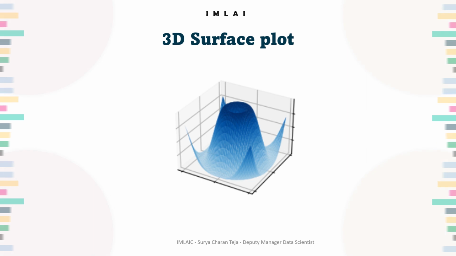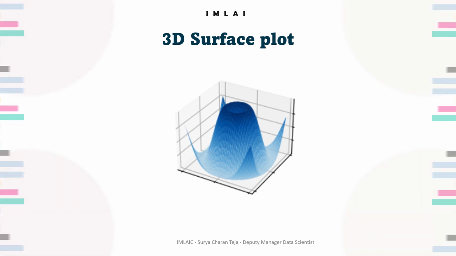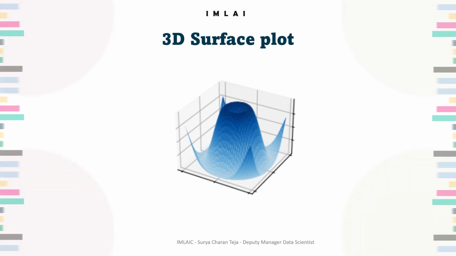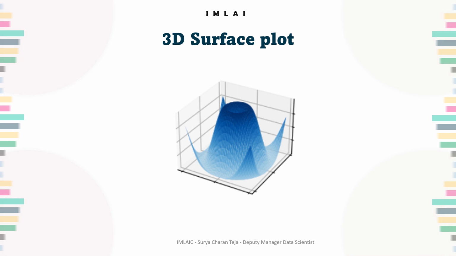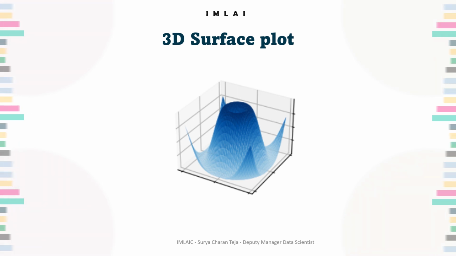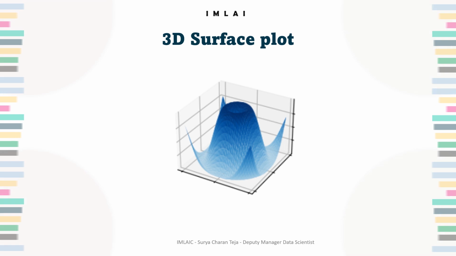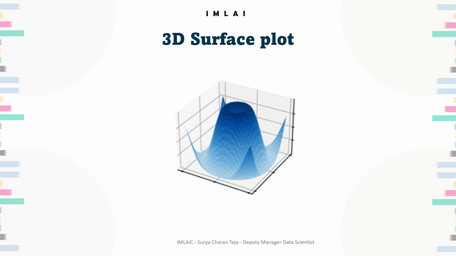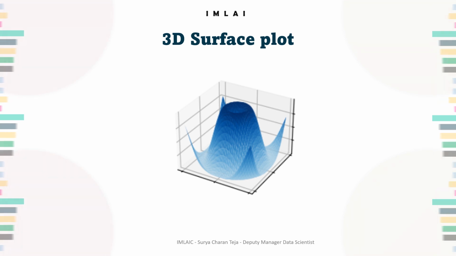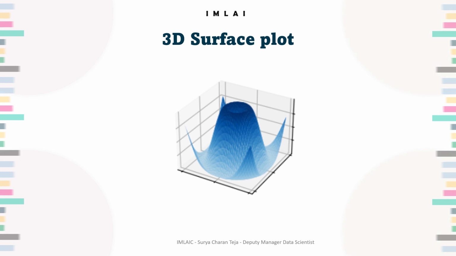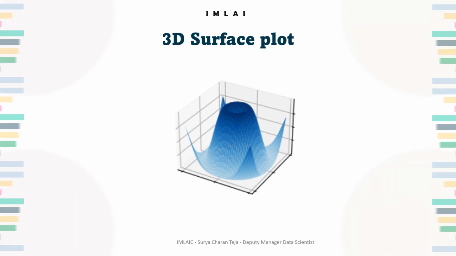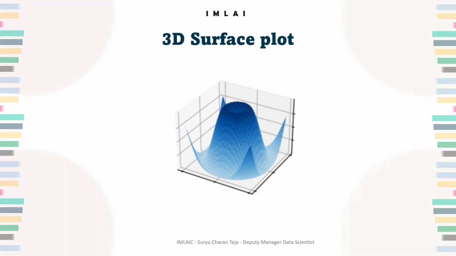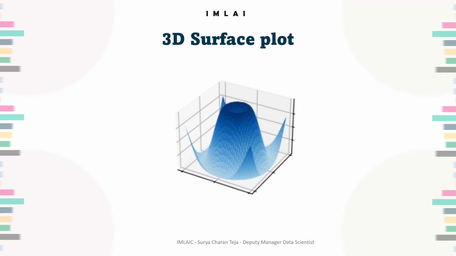Two of them are independent, located on the horizontal axis. The other is dependent, shown along the vertical axis. Hence, the surface charts represent a functional relationship between a designated dependent variable and two independent ones.